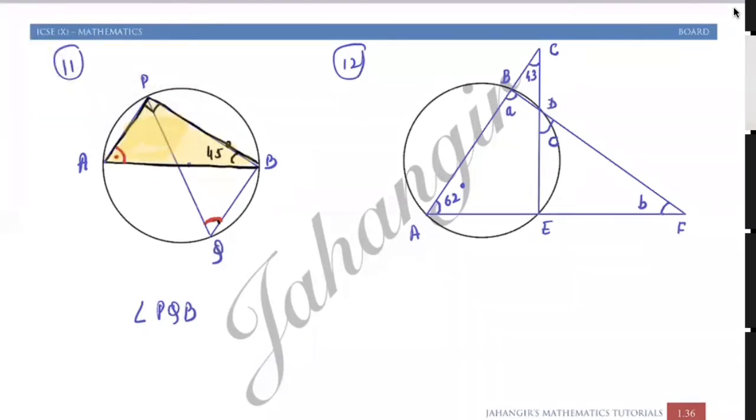Because we want PQB. So PQB lies in which segment? PB. So in that segment we have PAB. If we find this, you will get 45 degree. So this you will also get as 45. Is this clear?